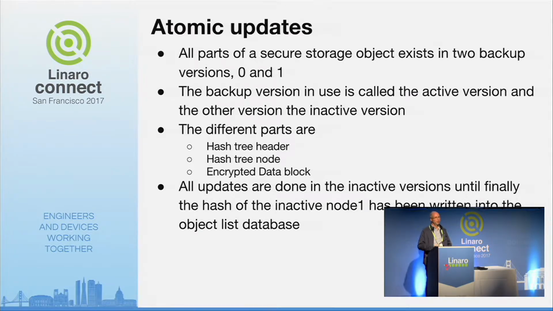So when we write a block again, we will write in the inactive block, and once it's committed and we update, we will toggle this bit, and it will suddenly become the active block instead. So the different parts we need to take care of are the hash tree header, hash tree node, and encrypted data block. Each one of these has 2 versions.